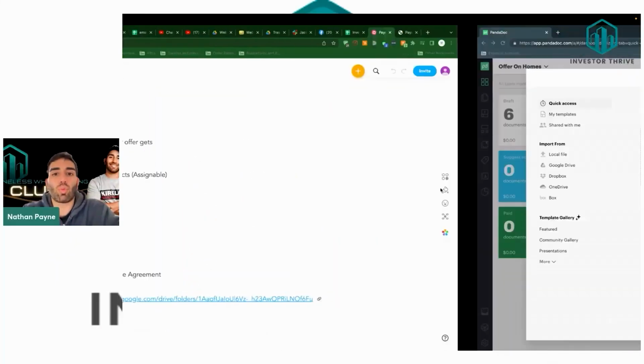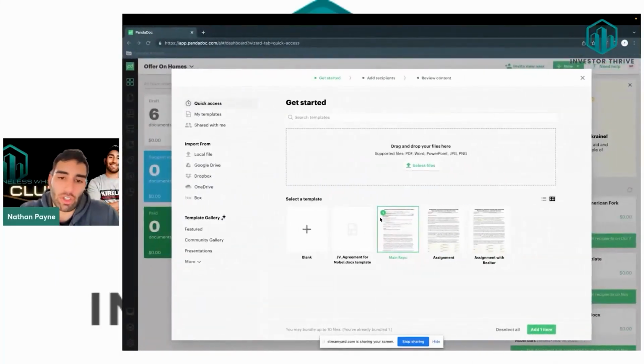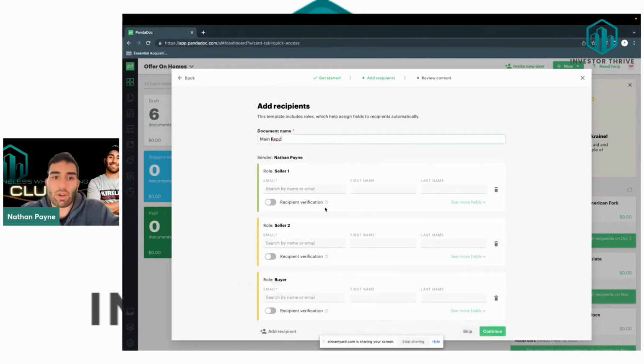Let's dive into what services you need to send a contract, because we're about to send this deal out and have this seller sign it. So right here, you need either DocuSign or, I use PandaDoc. There are many different software options out there, but we use PandaDoc. You just need a software where you can put your contract in and go to town on it.